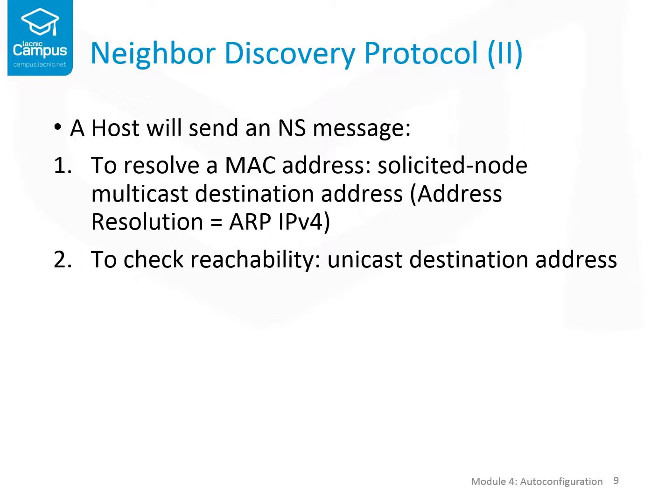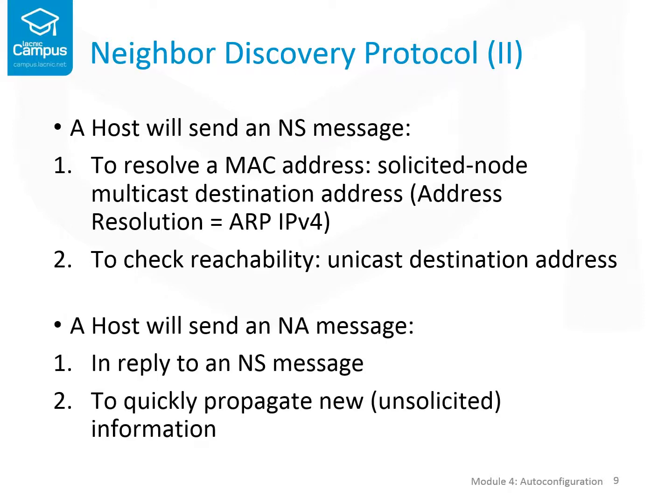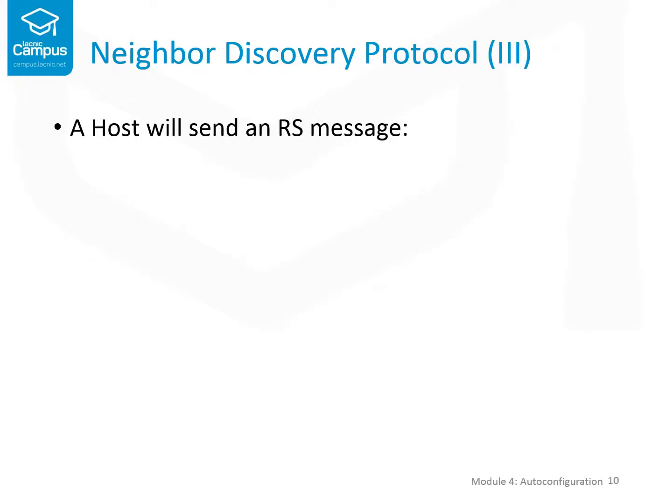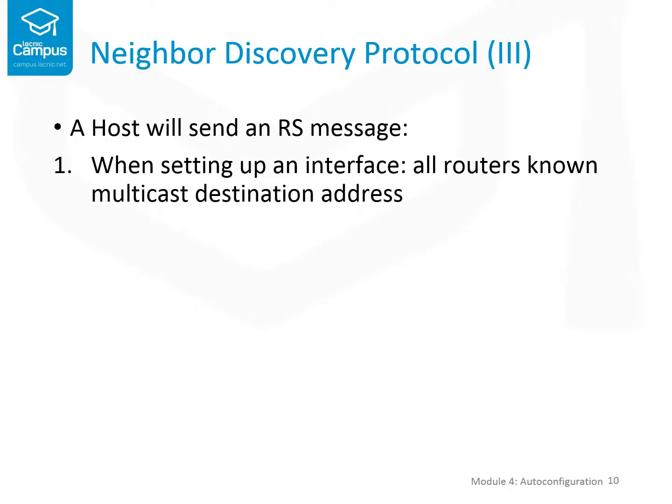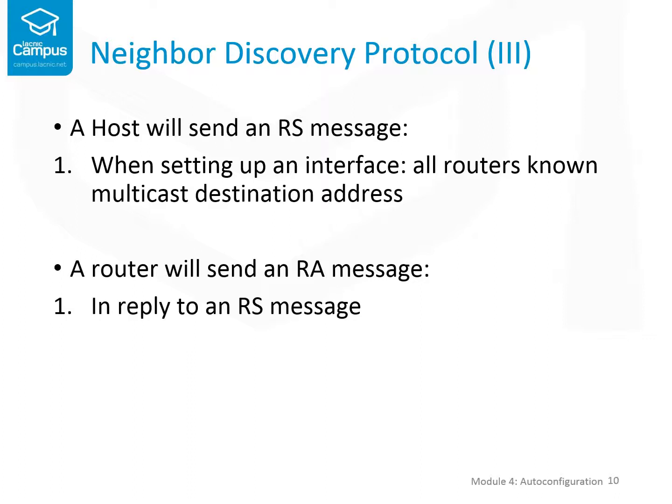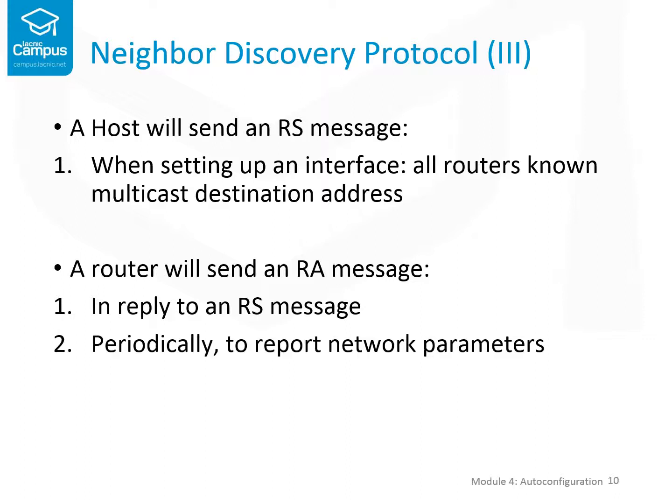A host will send a neighbor solicitation message in two cases: to query a MAC address or to check the reachability of a neighbor. A host will also send a neighbor advertisement message in two cases: in response to a neighbor solicitation message or to quickly propagate new, unsolicited information. A host will send a router solicitation message when setting up an interface, and a router will send a router advertisement message in response to a router solicitation message or periodically to report network parameters.